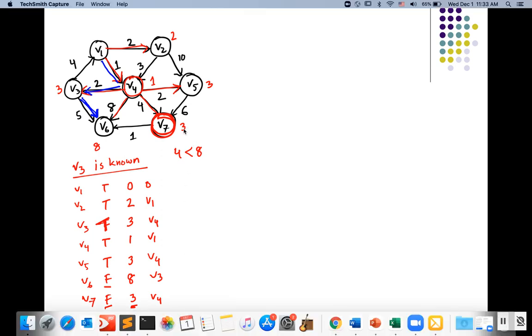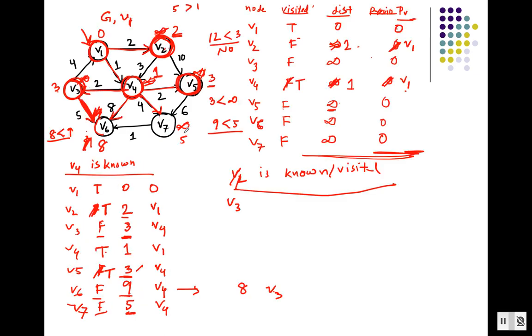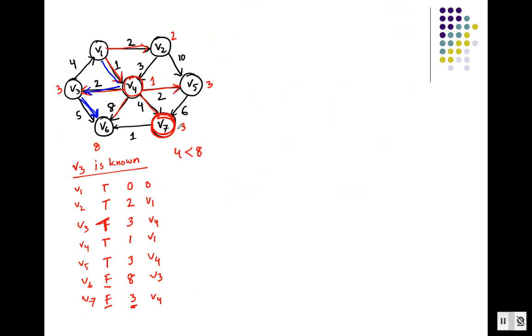I'm sorry, actually the value of v7 was 5. I wrote it wrong, so it should be 5. Still, between v6 and v7 we have to choose v7, because v7 has the lowest distance value, 5.